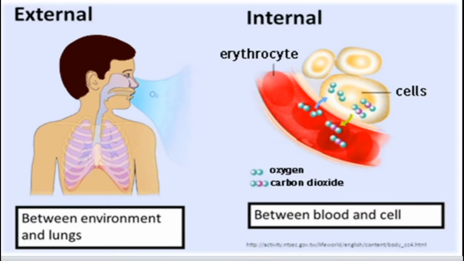In the second slide, we can observe internal and external respiration clearly. The first one, external respiration: the atmosphere contains some gases, particularly oxygen. Living organisms take in external respiration; we inhale oxygen and give out carbon dioxide. That is external.